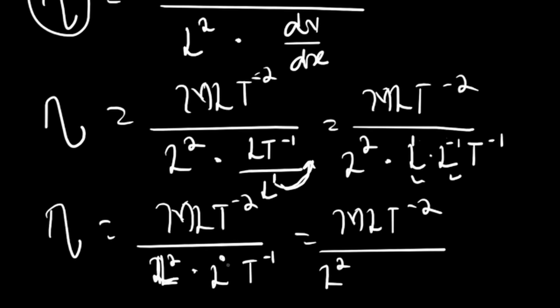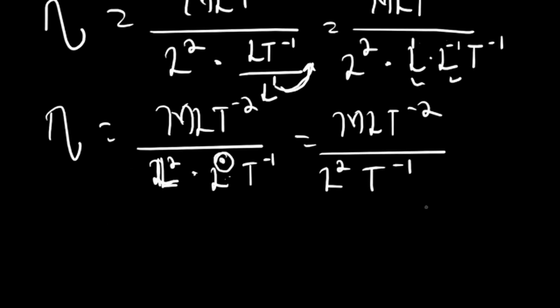And then we know that any number raised to the power of 0, apart from 0, is 1. So this number here, the letter L, is raised to the power of 0. And if you raise the letter L to the power of 0, it simply means it's a 1. 1 times T to the power of negative 1 gives you T to the power of negative 1. Now we are almost done.